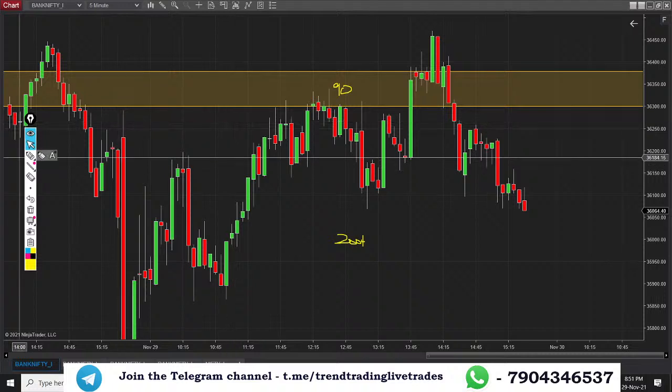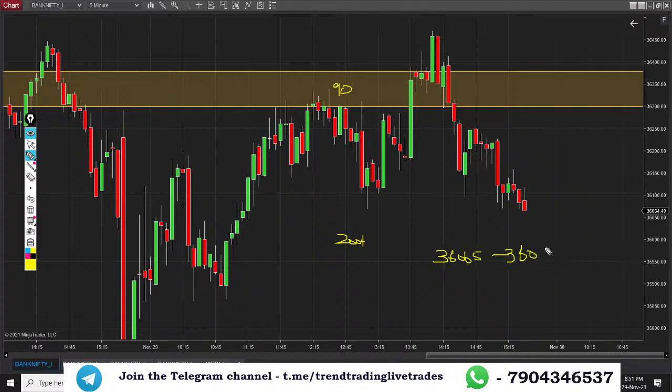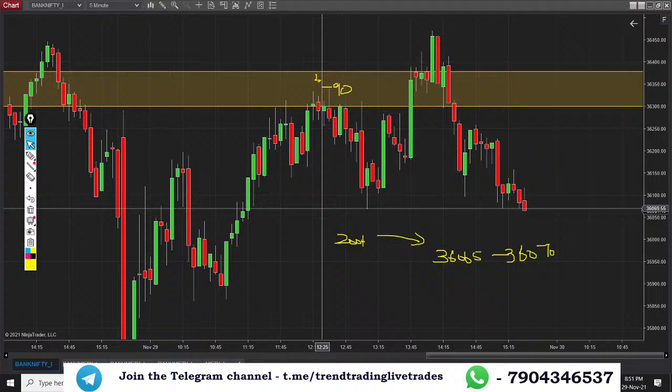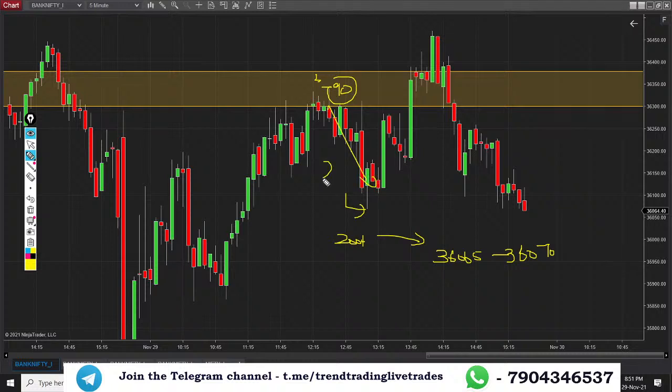So my target gets triggered somewhere around 36,065 to 36,070 levels. When I say 200 points, we are giving a 5-10 point stop loss buffer here, so a target buffer should also be given. So what price exactly, look at this, came to 36,069 levels at this candle. So the 90 point stop loss, 200 points target has got triggered.